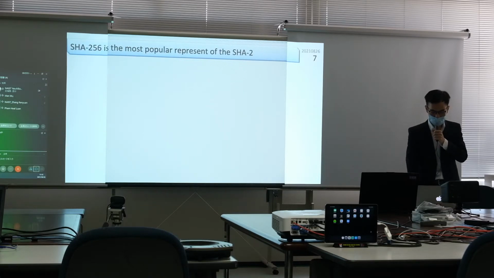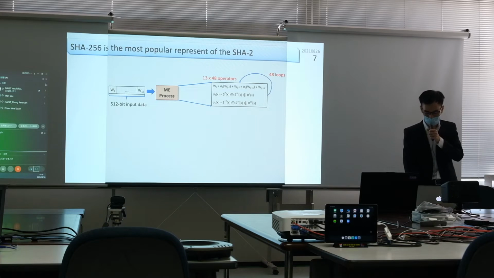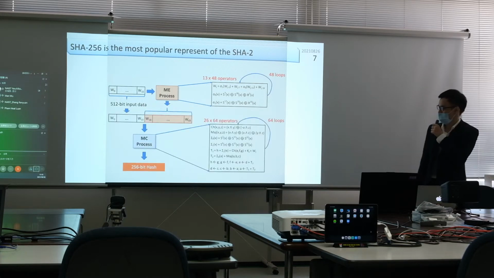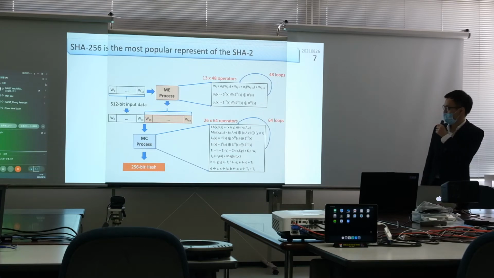Next, I will explain in more detail about SHA-256. Basically, it takes an input of 512 bits and produces an output of 256 bits. The computation process includes 2 main steps. The first step is the message expansion step. It needs to calculate 2 functions and repeat in 48 loops. And the compression process needs to calculate several small functions and repeat in 64 loops.